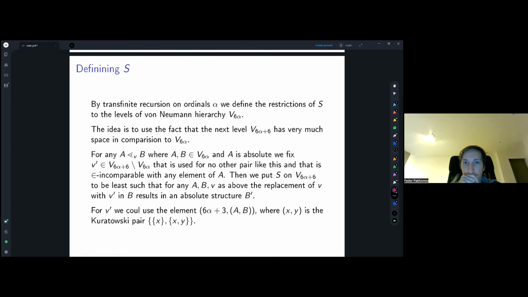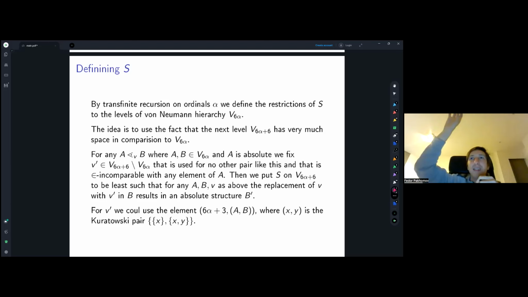Okay, actually there's nothing interesting about this. But basically, what I'm doing, I'm defining this by transfinite recursion on levels of von Neumann hierarchy. Namely, on step alpha, I define the restriction of S to V6 alpha. And then the point is that when you jump 6 levels in the cumulative hierarchy in one step, you have a lot of additional sets, and then you have all possible configurations realized there.